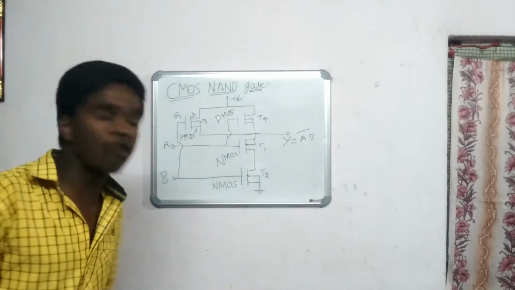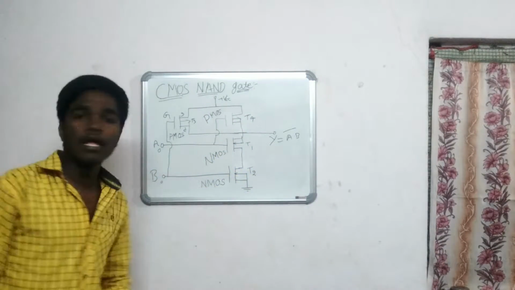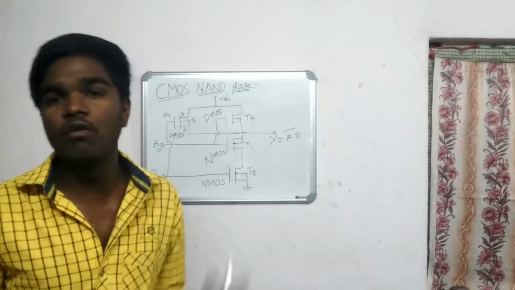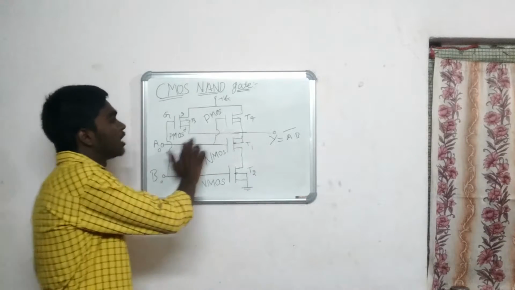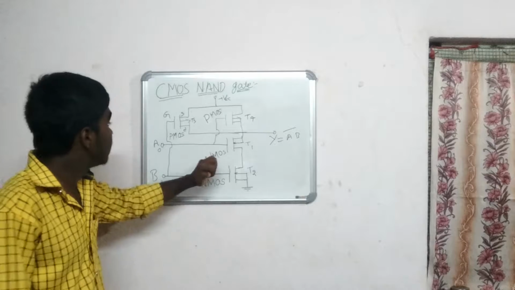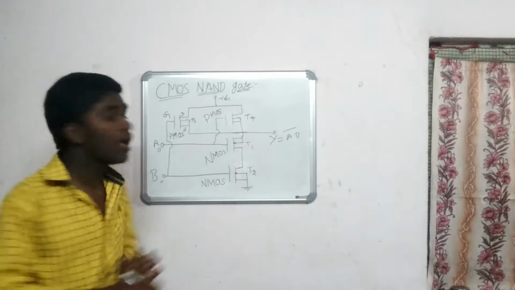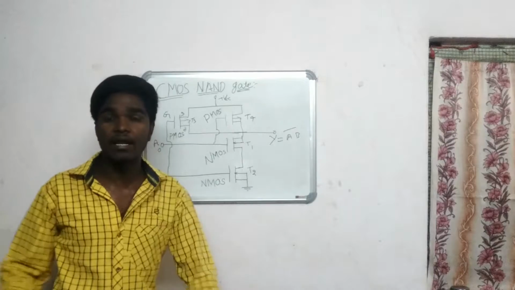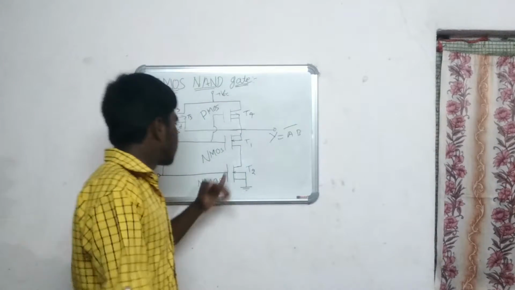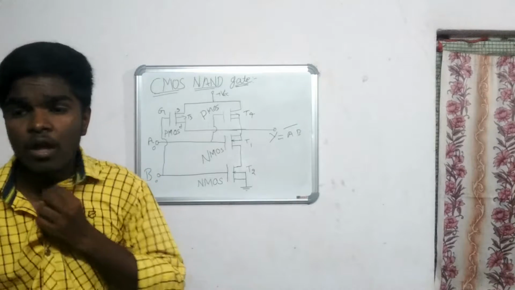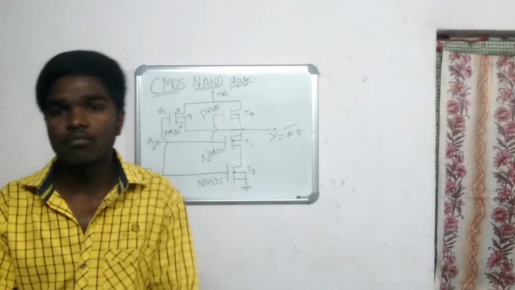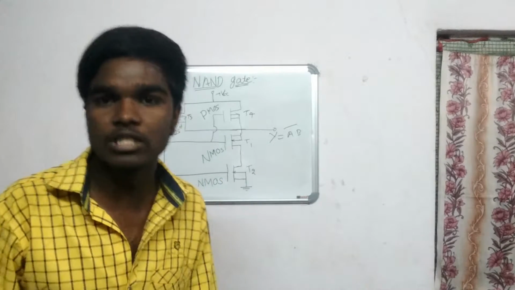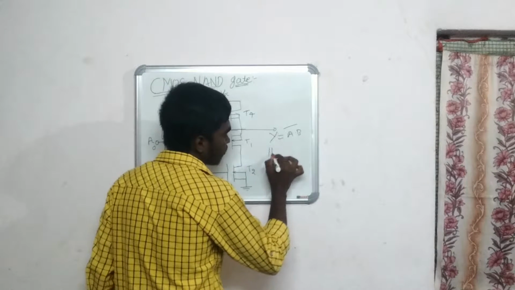Let us see the working of the NAND gate using CMOS. When both the inputs are low, means 0, the N-channel MOSFETs T1 and T2 will be in off condition. T1 and T2 are connected in series, and T3 and T4 are connected in parallel. Although T1 and T2 will be in off condition, T3 and T4 are in on condition. Both MOSFETs T3 and T4 in on condition, then the output at Y will be high.